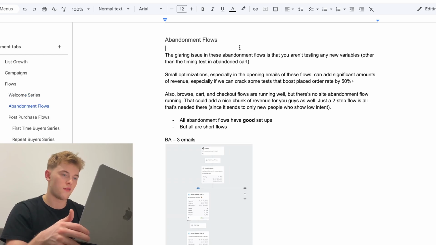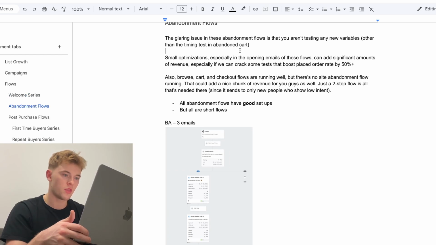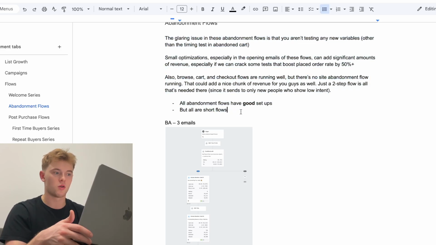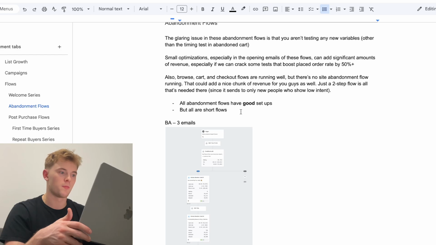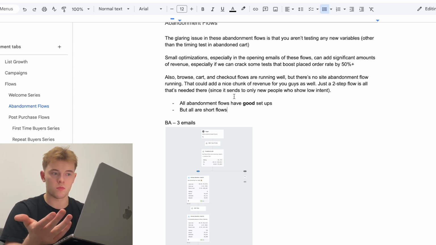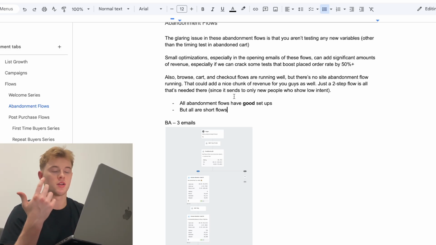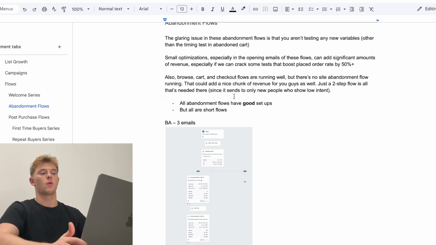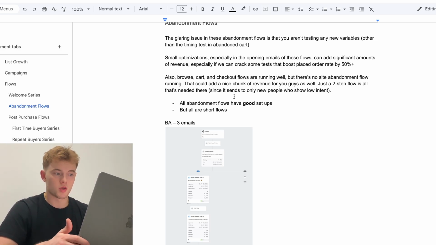Next, we have abandonment flows. So the biggest issue in these abandonment flows was that they weren't testing new variables. This was something that we talked about in the main findings, but we essentially wanted them to be testing more, like lifestyle images versus just product images, the timing, the actual offers, the timing of the offers. There's a million different things you can test in abandonment flows, but they weren't really doing much of it at all. So that was all really important to us to communicate to them.